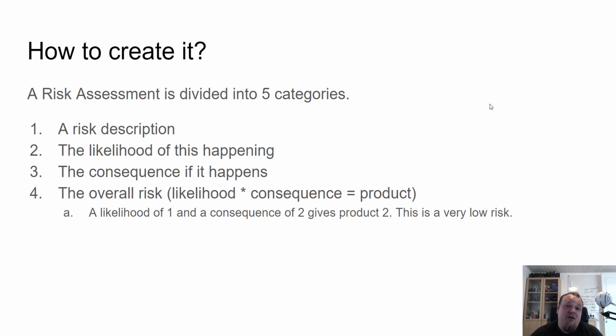Number 3, the consequence of it happening. So let's assume that the window got smashed. What would happen? How serious is it? You need to think about these kind of things. It has nothing to do with IT in general right now. It's nothing to do with any specific part of information security or anything.